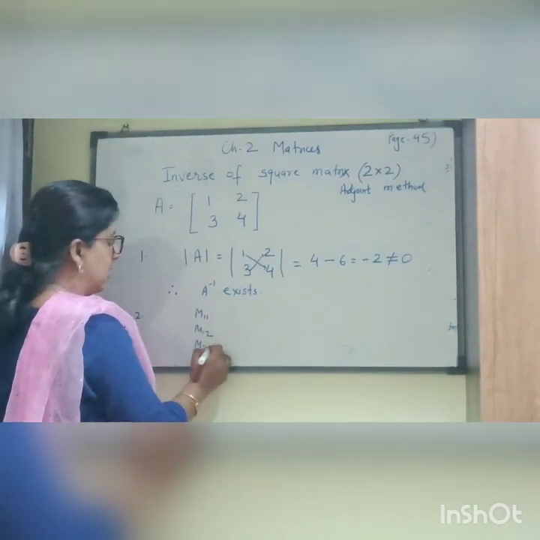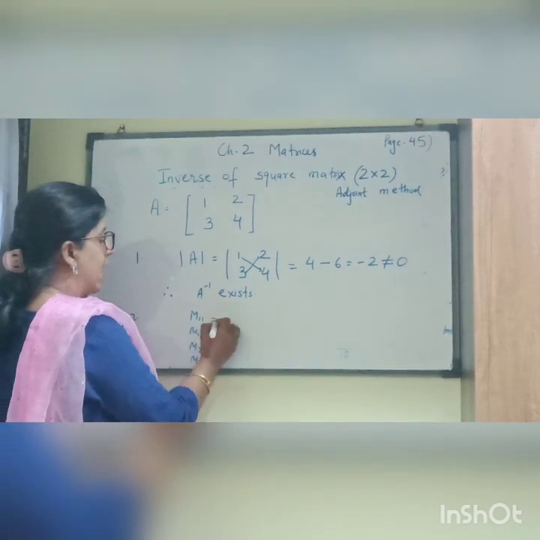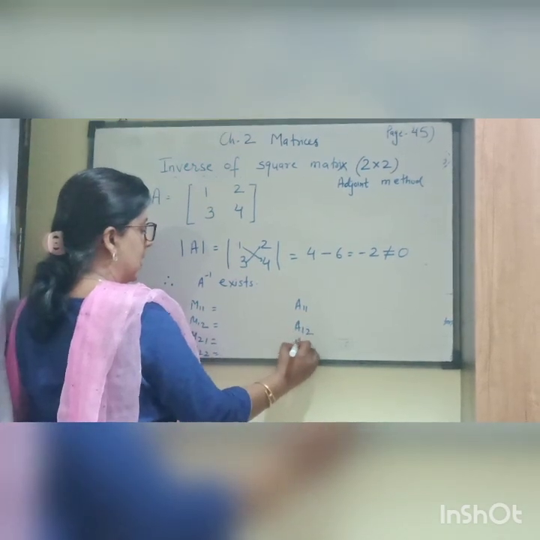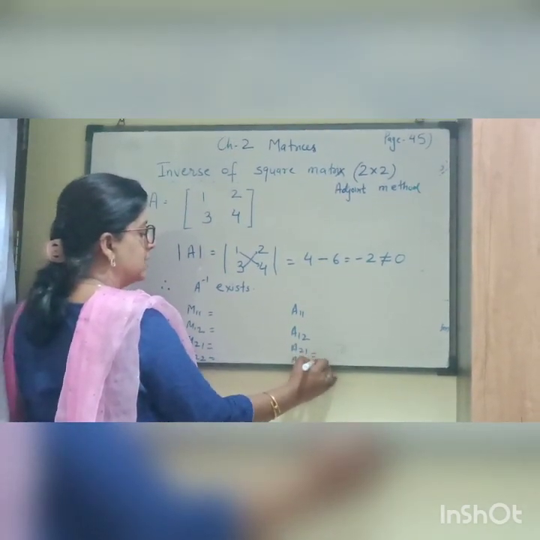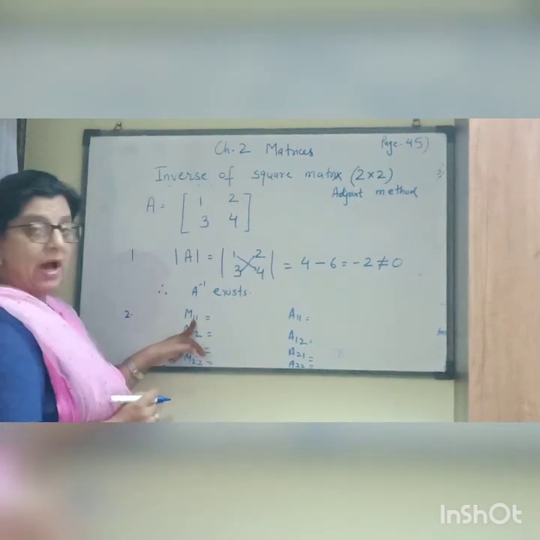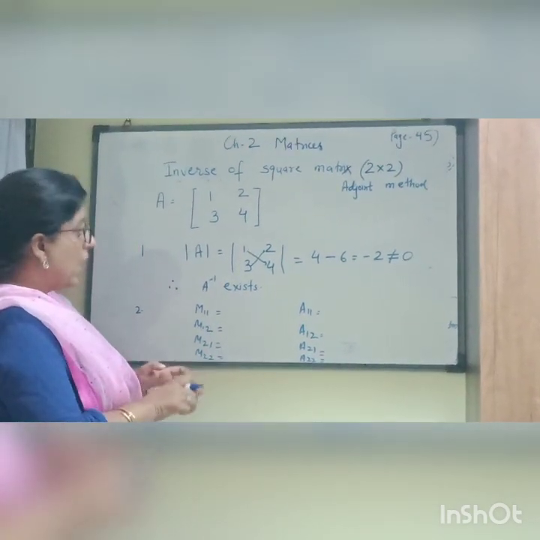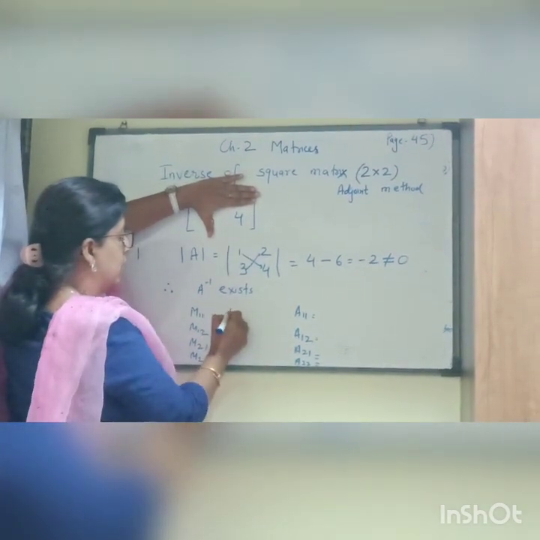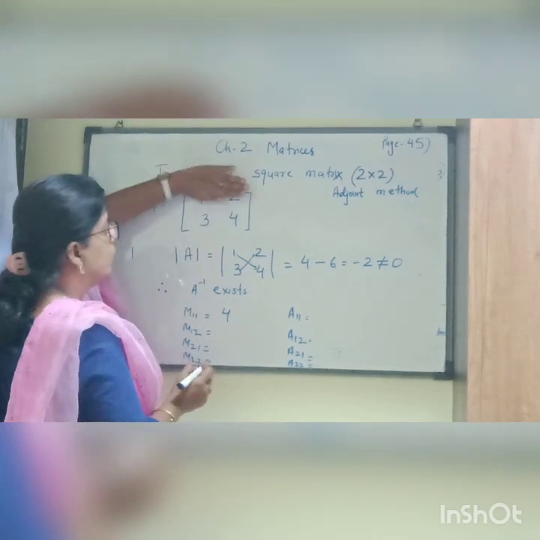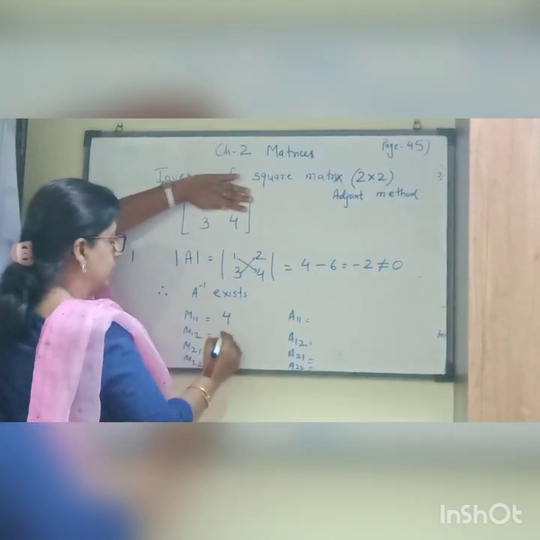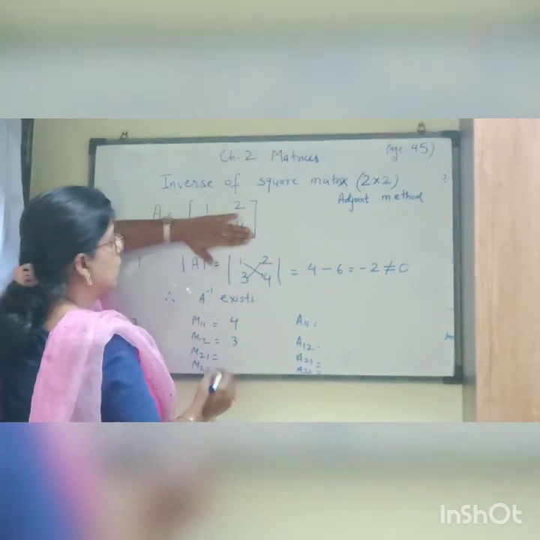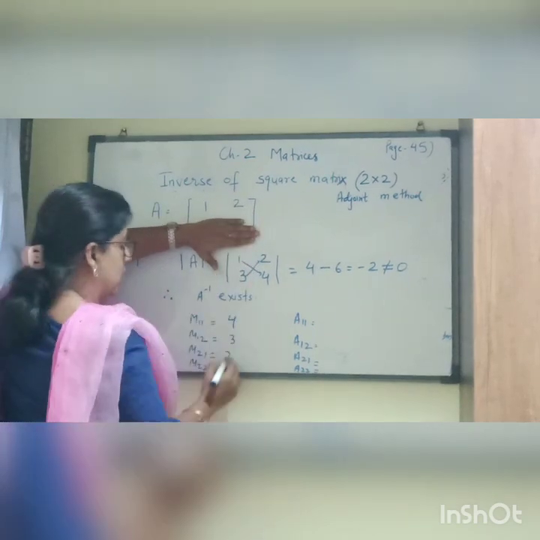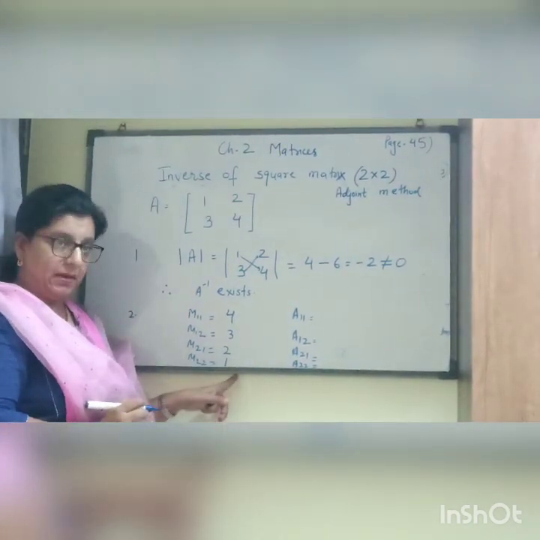For finding the cofactors, we will first find the minors. Now how to find the minors? M11: for this, you leave the first row and first column. What will remain? 4. Then first row, second column, so 3. Second row, first column, 2. Second row, second column, 1. So these are the minors.